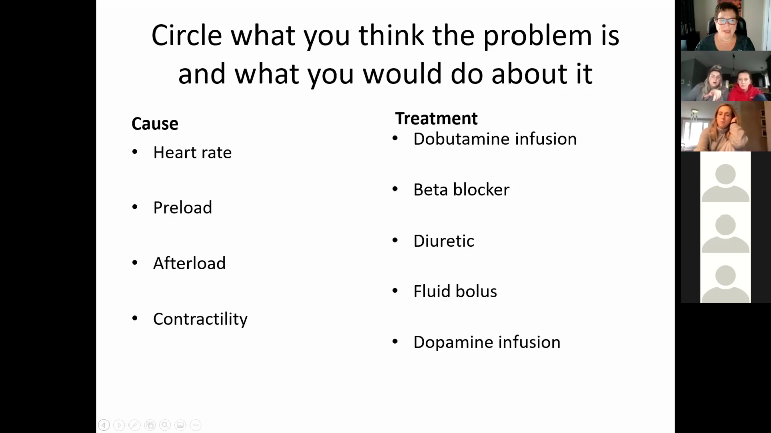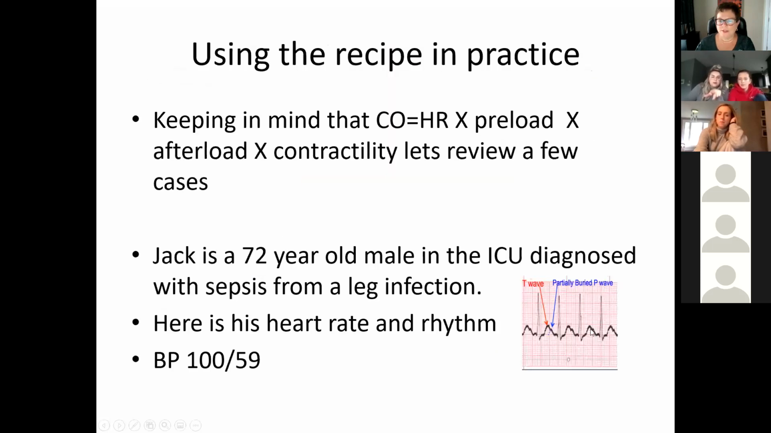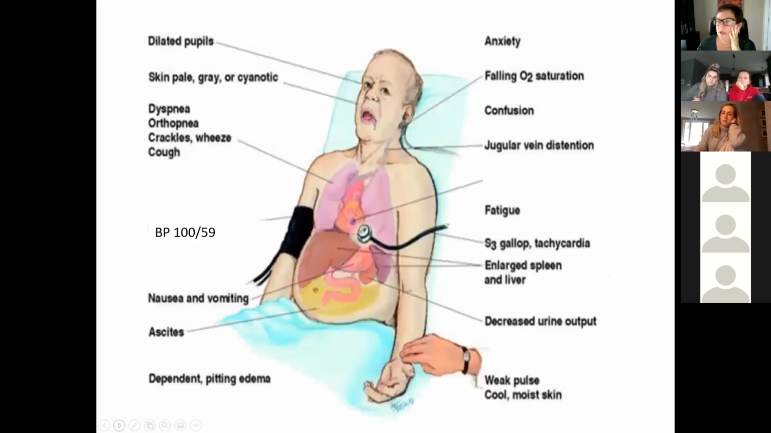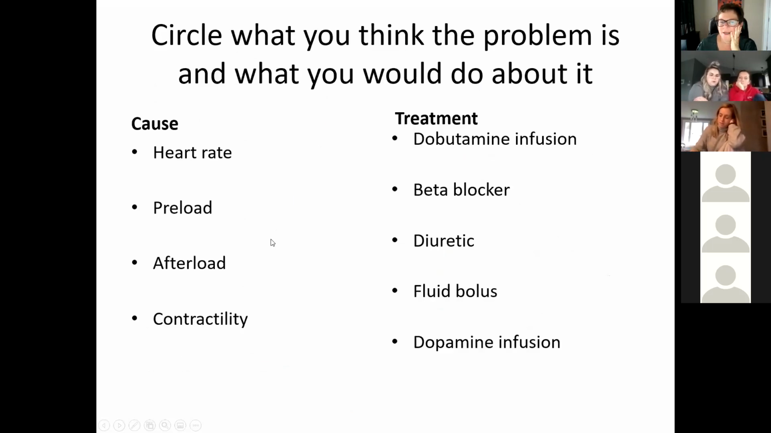So, anybody think it's heart rate? Do I want to give beta blockers? I kind of want to give fluid for the heart rate. Yeah, so I look at my heart rate, and I'm like, you know what? I think my heart rate is a symptom of how sick he is. And so I think preload is this guy's problem.